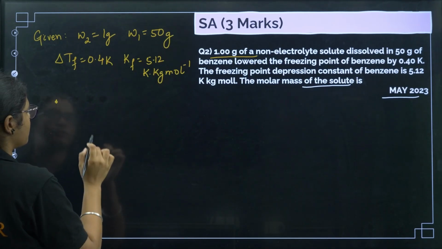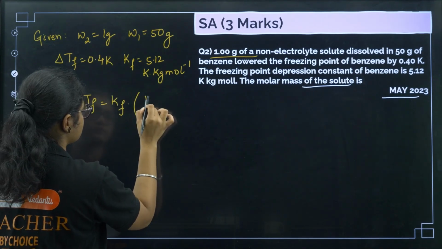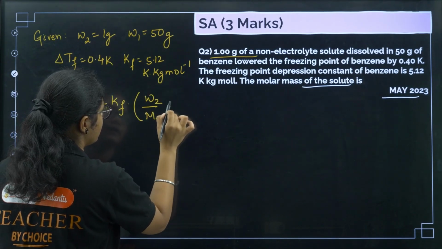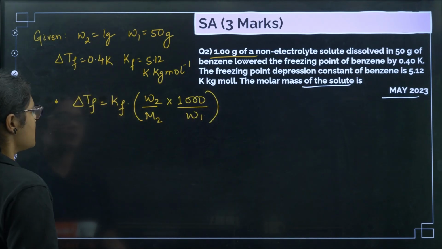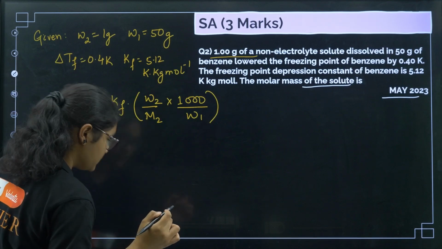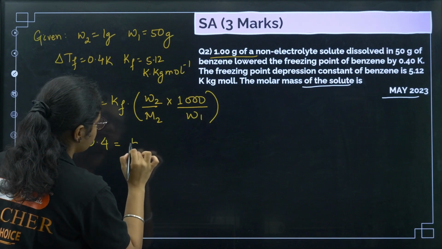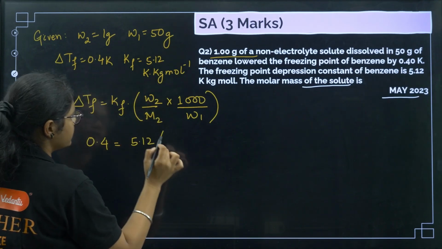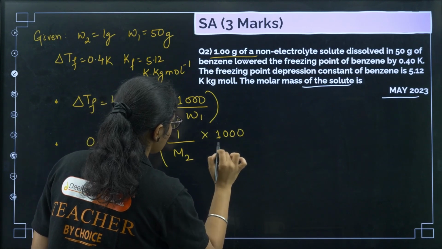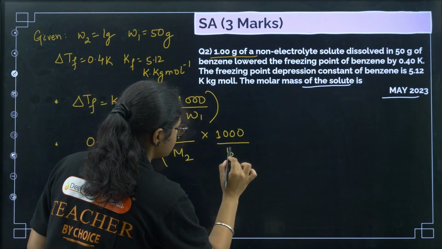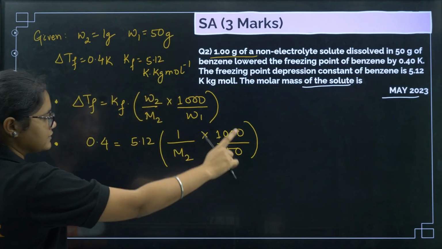Next step 2 is to write the formula. So we know delta TF is equal to KF into molality. What's the molality? W2 by M2 into 1000 by W1. Okay, next one what we need to do? We need to do correct substitution. So what is delta TF? 0.4, KF is 5.12. Okay, W2 is 1 gram, M2 we need to find, 1000, and W1, that is mass of the solvent, is 50. Okay, so this is your step number 2. Sorry, correct substitution is done.